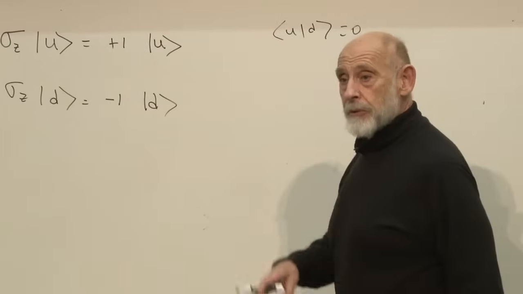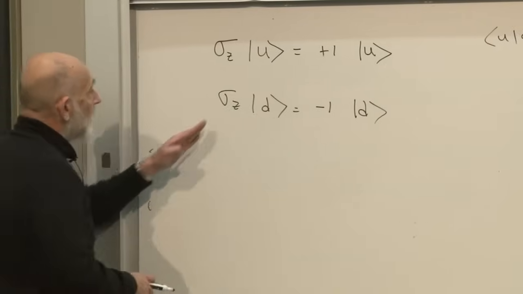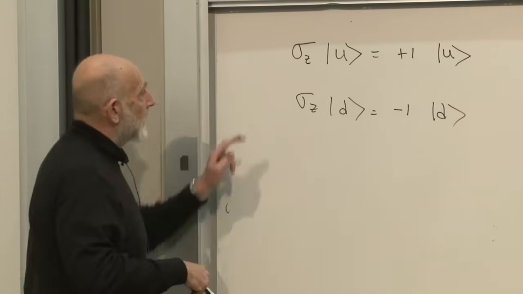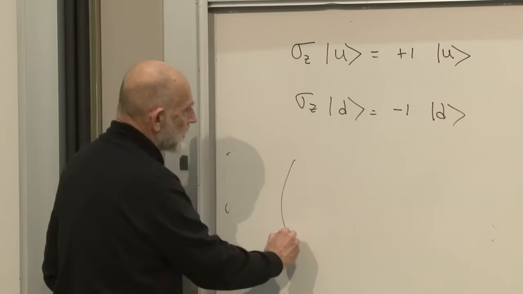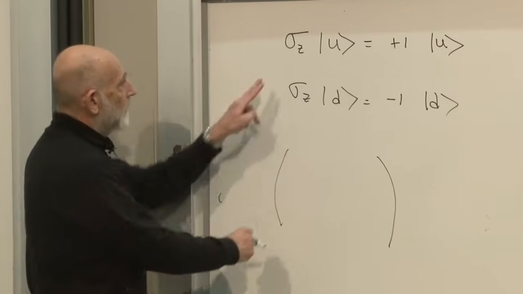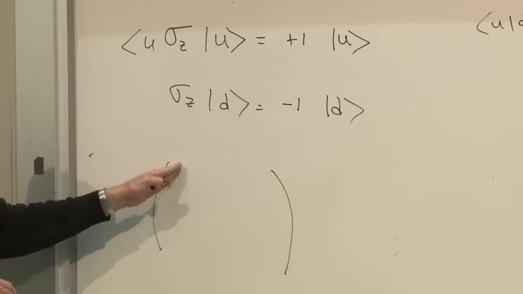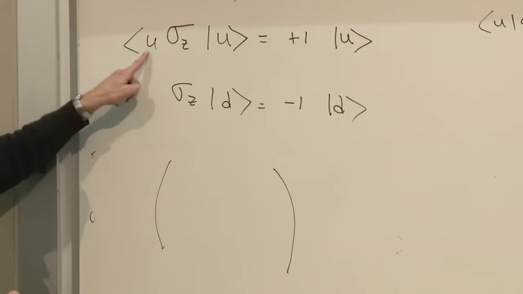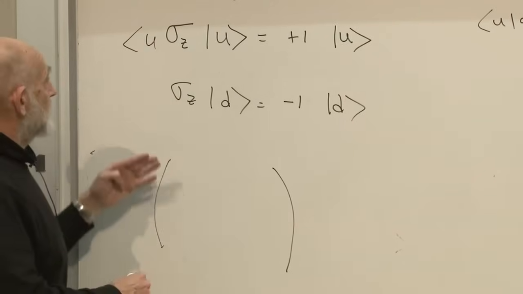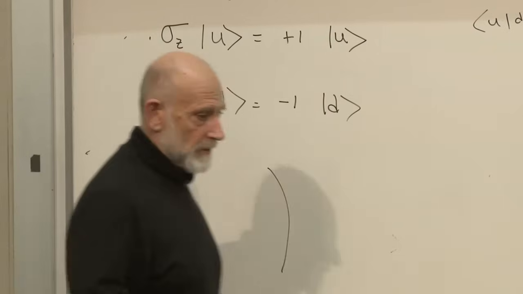Let's see if we can compute the matrix elements. The matrix elements are just the array that we get when we consider the four possibilities. They're going to be 2x2 matrices. And the four possibilities are, first of all, we take the inner product of this back with up. That'll be the up-up matrix element, or the 1-1 matrix element. What is that going to be? Let's do it over here.